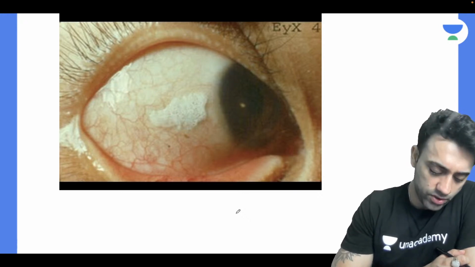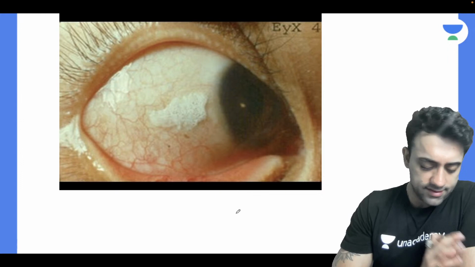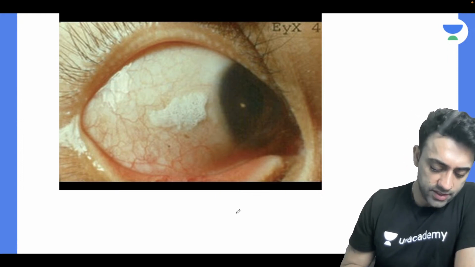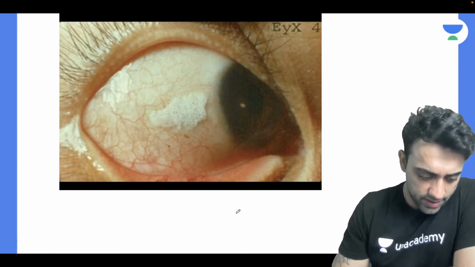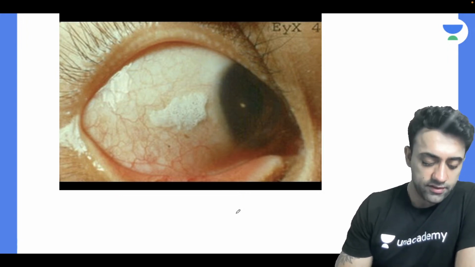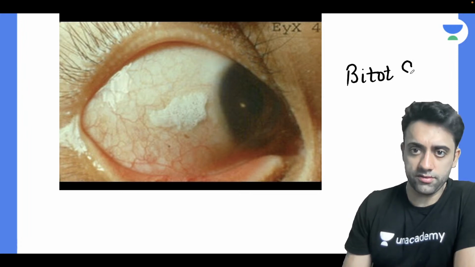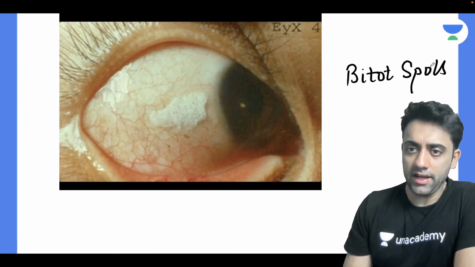Can anyone please tell me what do you call this? And let's discuss three important points about it. Everyone is beautifully answering: nothing but Bitot spots, right? Bitot spots. Okay, I have a question.